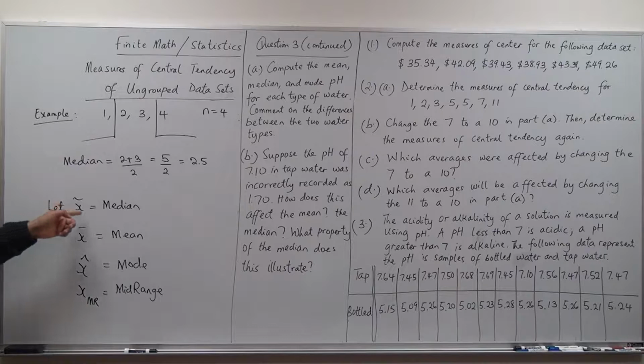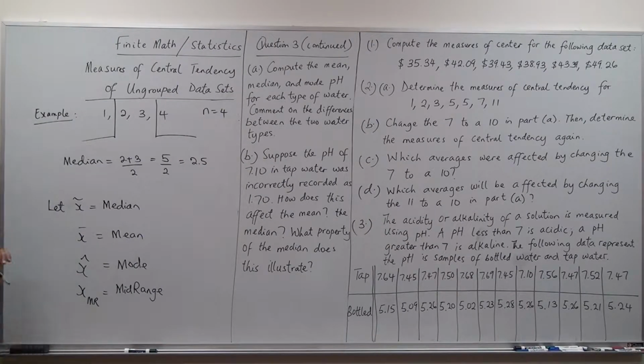So if you see x meander, you know it's the median that I'm talking about. If you see x bar, you know it's the sample mean I'm talking about. If you see x hat, you know it's the mode I'm talking about. And if you see x subscript mr, you know it's the mid-range that I'm talking about. Okay, so back to median.